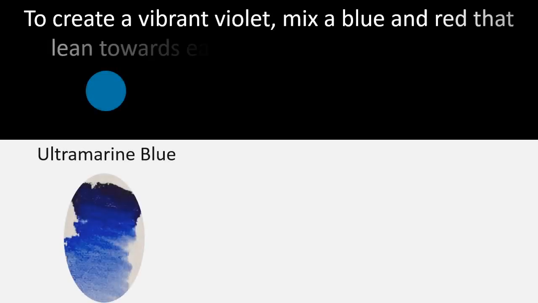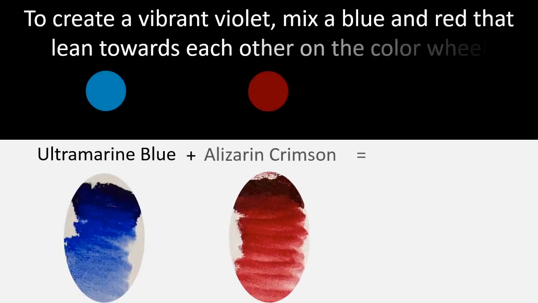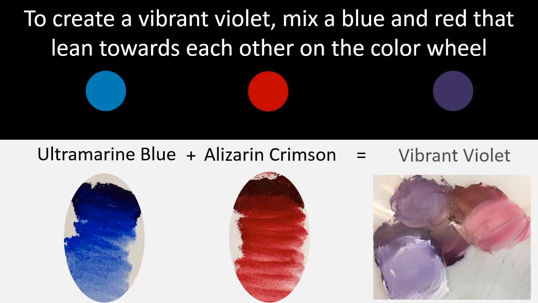If I want to create a brighter, more intense violet, I will use blue and red pigments that lean towards each other on the color wheel. Without the presence of yellow in these pigments to dull down the mixture, the violet will be more pure and bright.